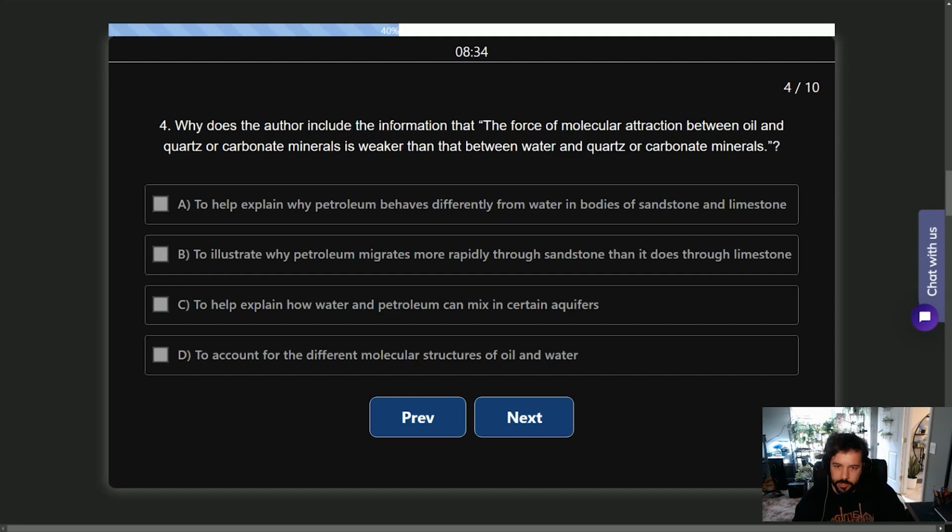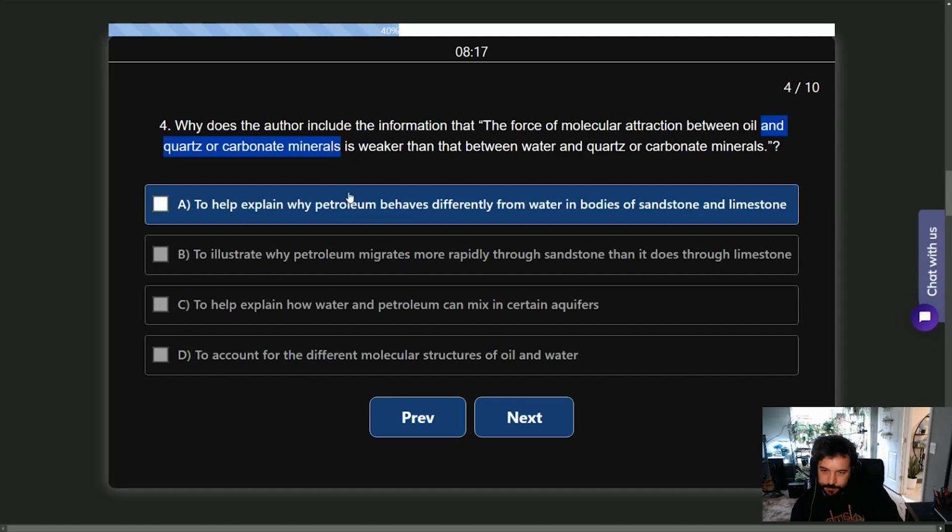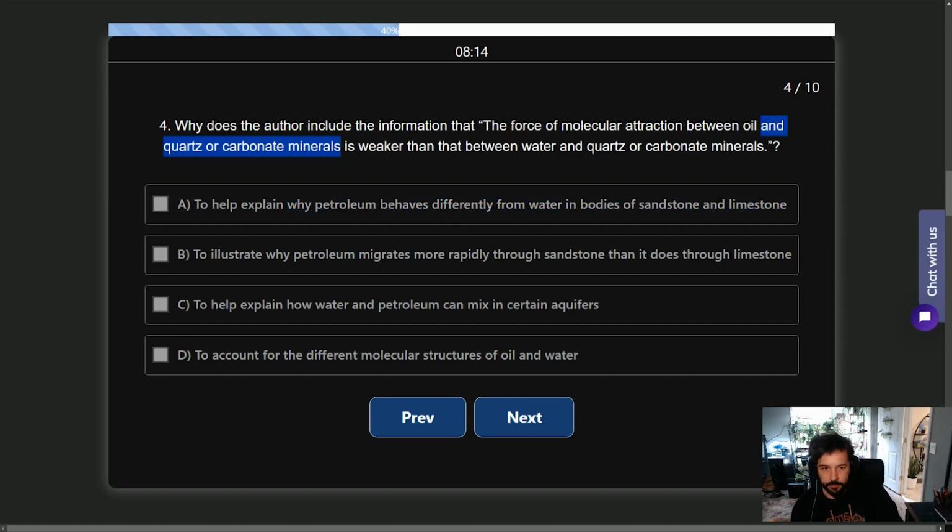Why does the author include the information that the force of molecular attraction between oil and quartz or carbonate minerals is weaker than that between water and quartz or carbonate minerals? Even reading it is a doozy. Let's see. The force of attraction between oil and some rocks is weaker than the force of attraction between water and those very same stones. So basically, we have some stones and then we have oil and water. And those stones attract water more strongly than they attract oil. Or to put it in simpler terms, they attract water. They don't really want to attract oil, those rocks.